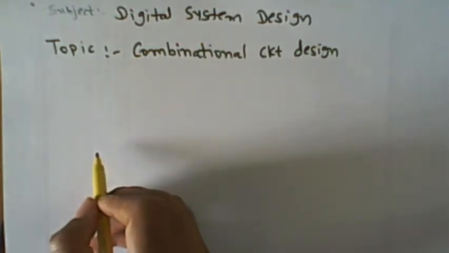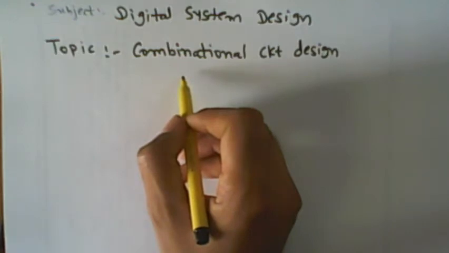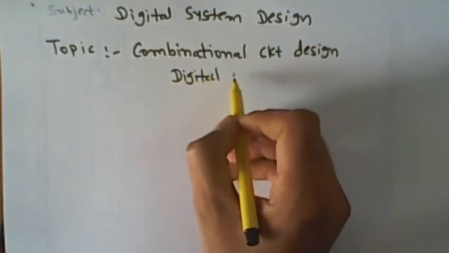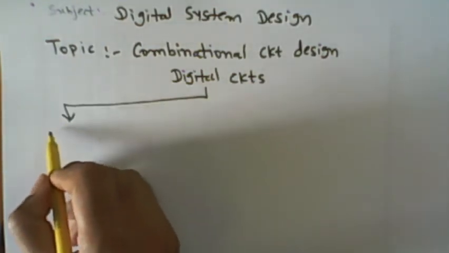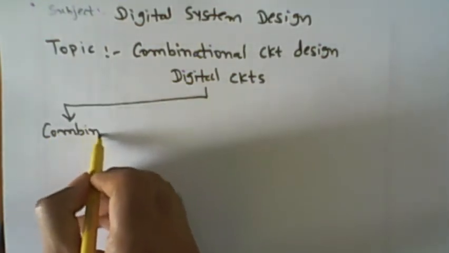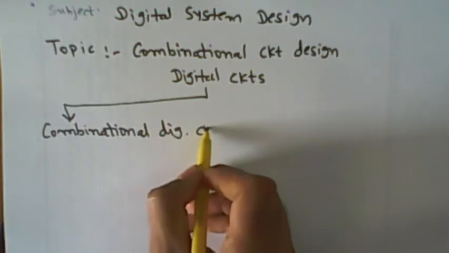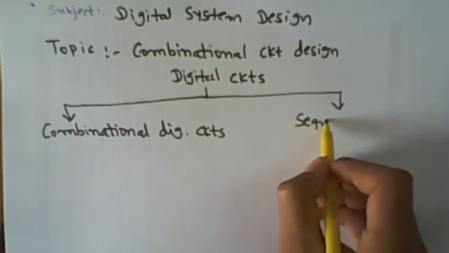So at the end of this video lecture, you will be able to design a combinational digital circuit. Let me first define what is a combinational digital circuit. Any digital logic circuit is either a combinational digital circuit or a sequential digital circuit.